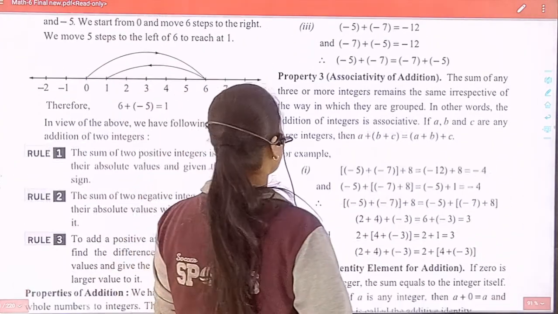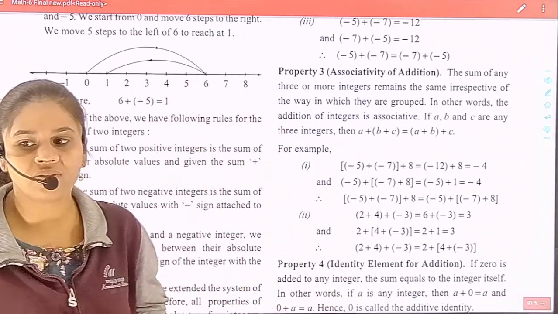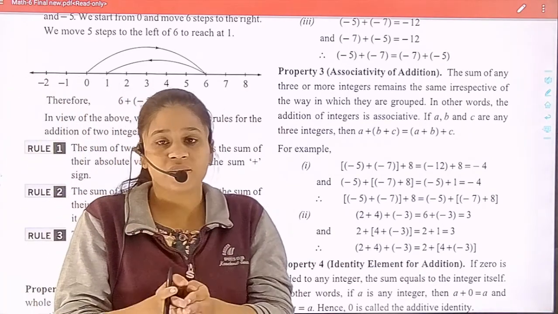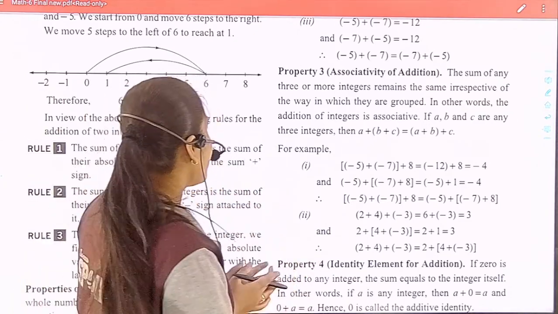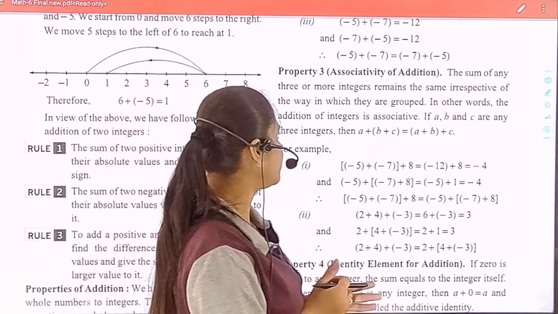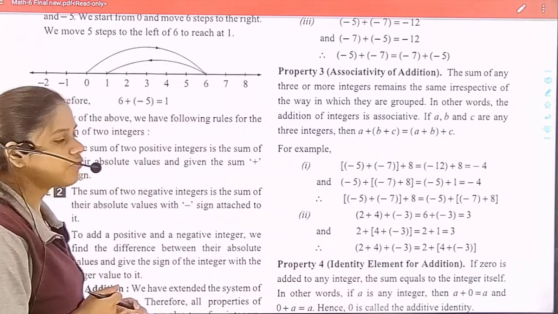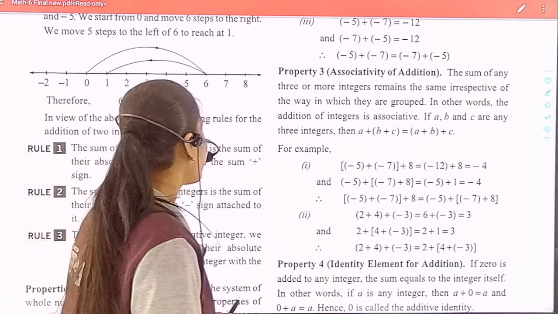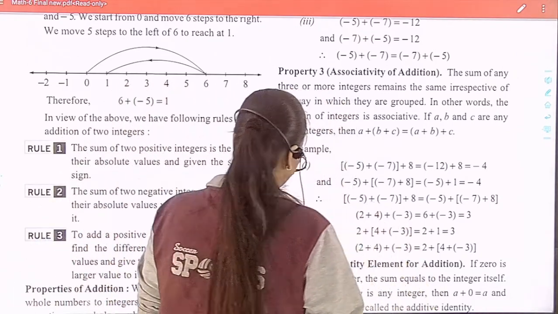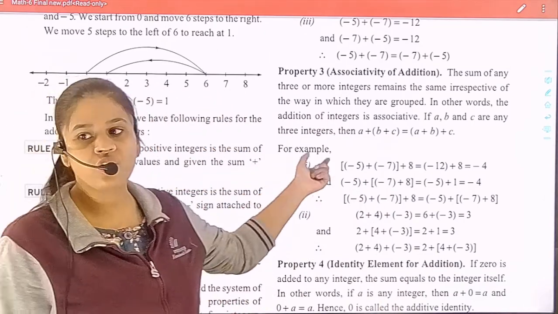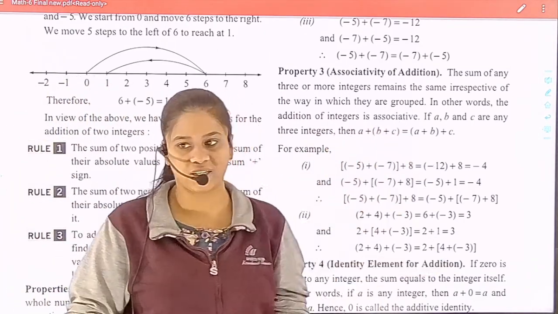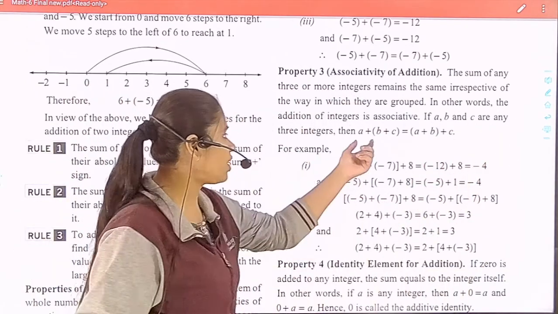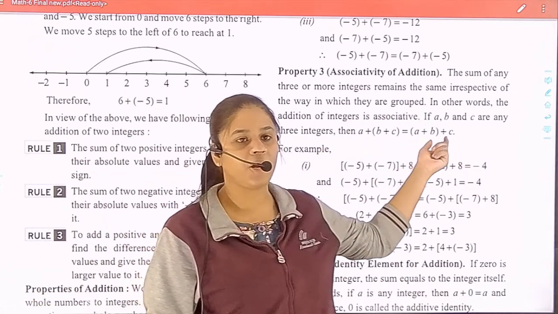Now third property, that is associativity of addition. इसमें क्या होगा कि दो नंबर से ज्यादा का सम हो, that is known as associativity of addition. The sum of any two or more integers remain the same irrespective of the way in which they are grouped. In other words, the addition of two integer is associative, right? For example, a plus b plus c. तो ये क्या हो गया? Is equals to a plus b plus c.